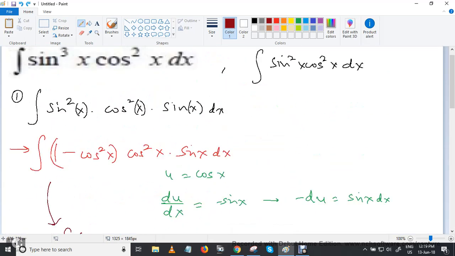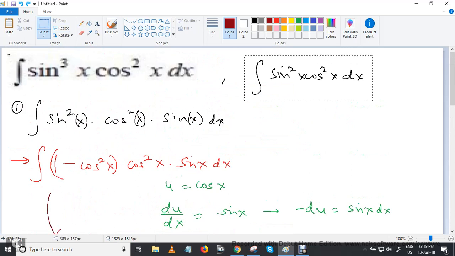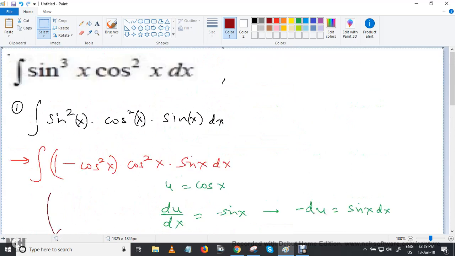Let's now do the other one. Let me take this and let me open a new paint file and we'll try it out.